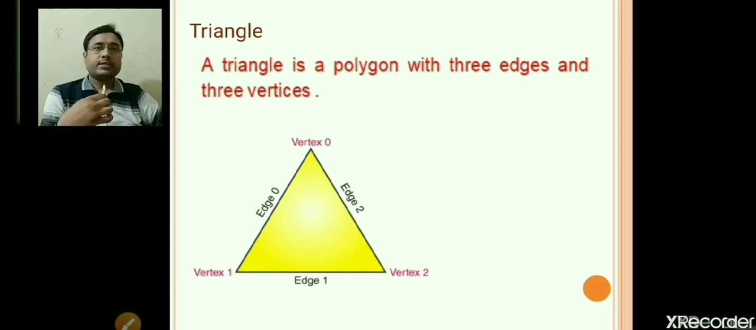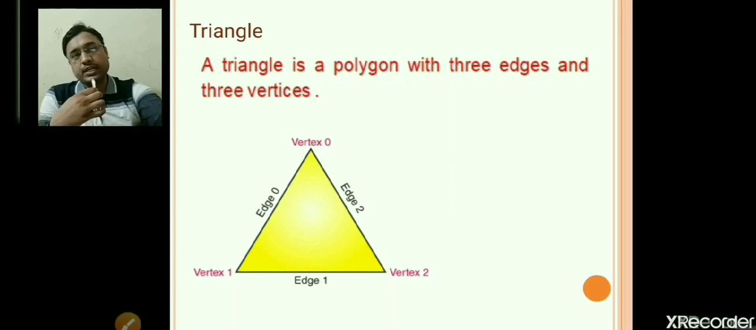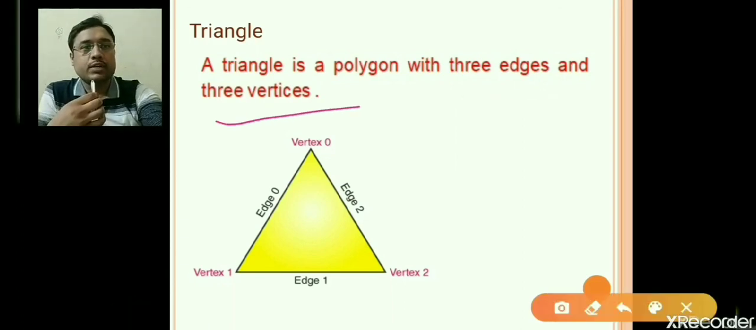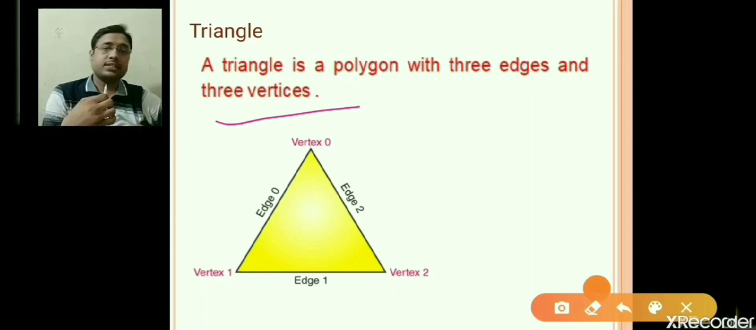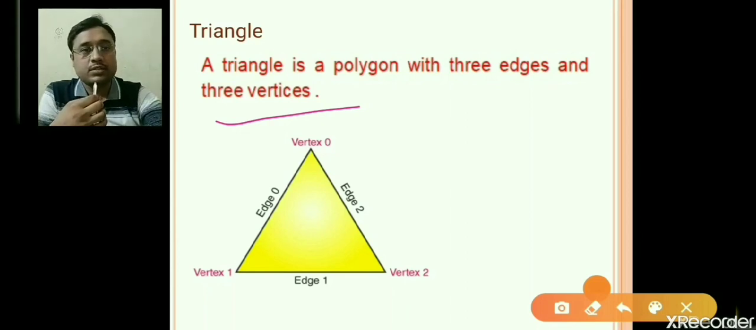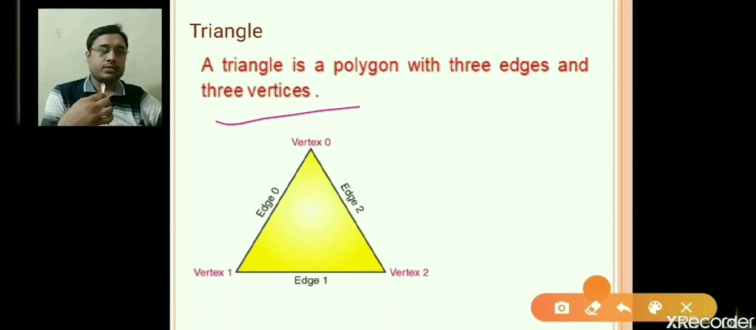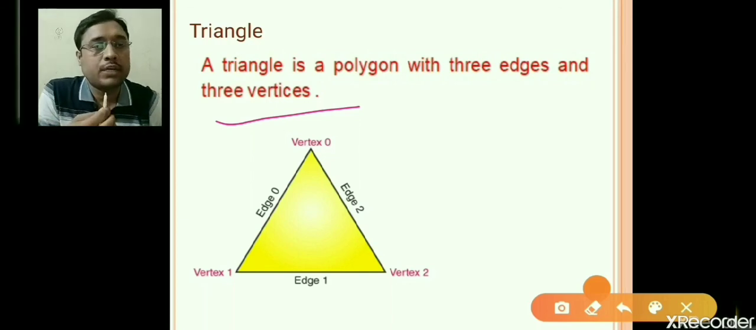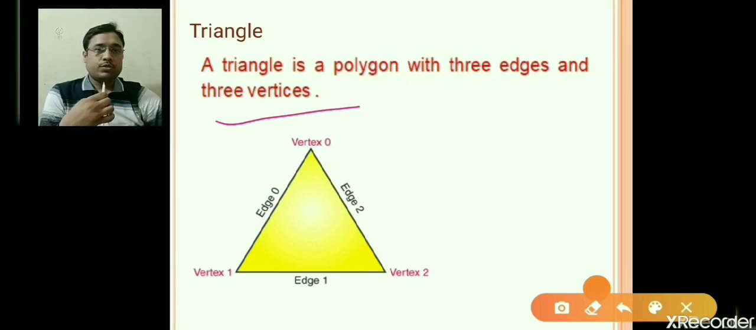Okay, that is triangle. What are triangles? We can say that a triangle is a polygon, meaning a closed figure made up of three edges, that means three sides, and three vertices. Here I have shown edges 0, 1, 2, that means three edges, and vertices 0, 1 and 2, that means three vertices. In detail I will explain, then we will study the various types of triangles and their properties. So that's all for today, students.